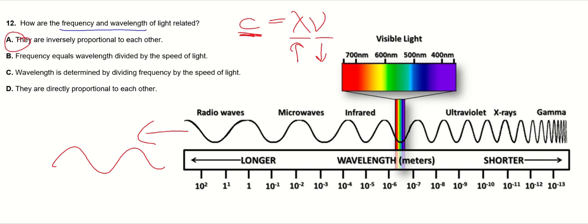Let me just check the other ones. Frequency is wavelength divided by. All right, so if you rearrange that, these two things are switched. So B is not correct. Wavelength is determined by dividing frequency. Frequency divided by frequency. Hold on. Wavelength is that. If we rearrange it, is determined by frequency divided by. No, that's also flipped around. That's backwards. All right, they are directly. No, they're not proportional. Okay, answer is A.